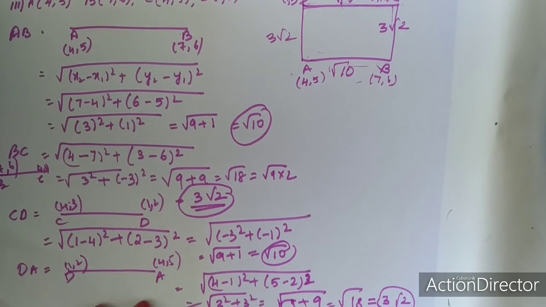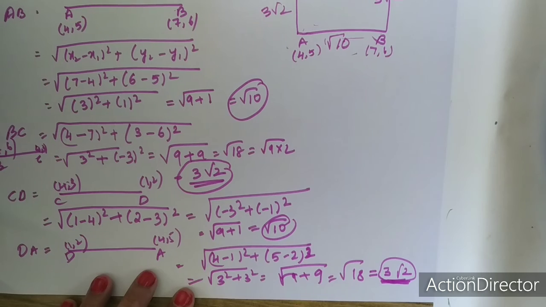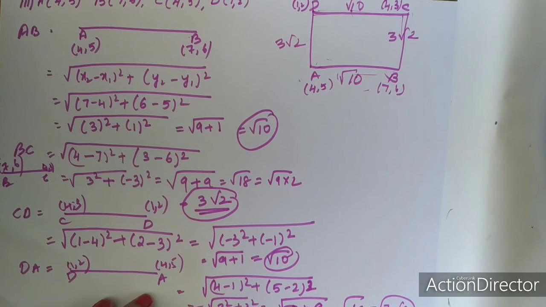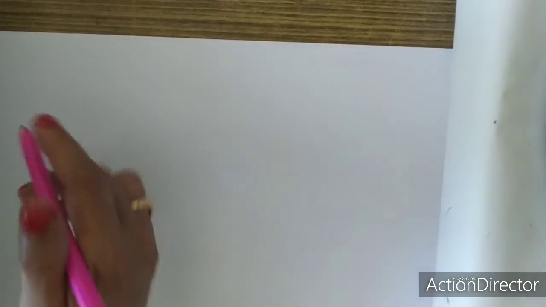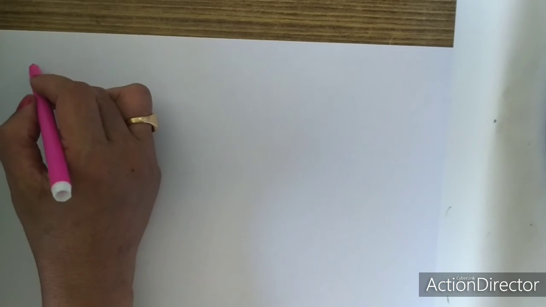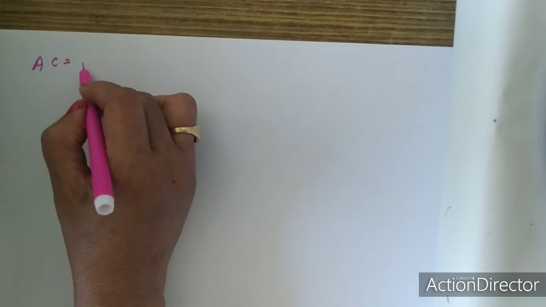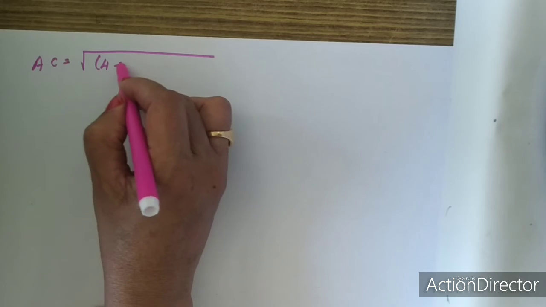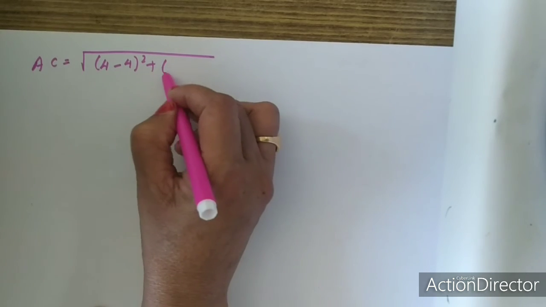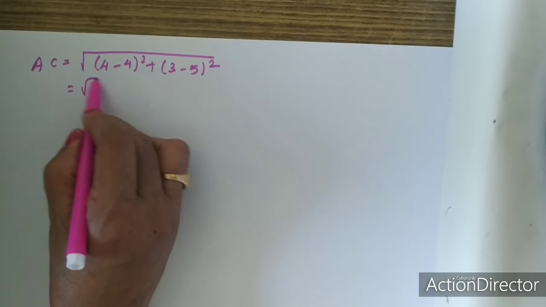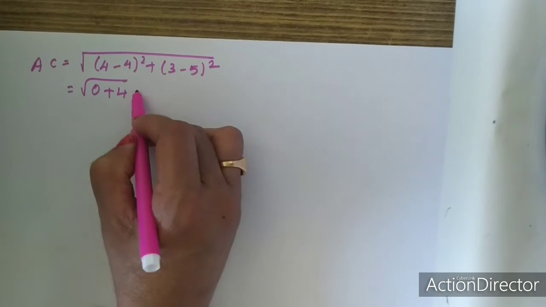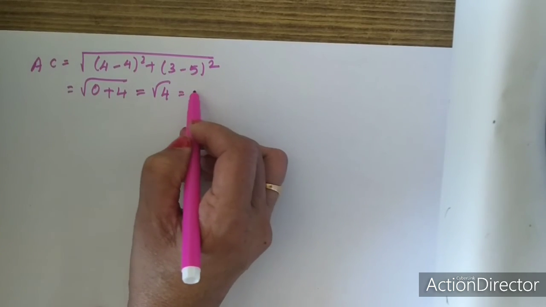For a rectangle the diagonals are equal. If it is a parallelogram the diagonals are not equal. So let us check the diagonals now, that is AC and BD. So let us find AC now. AC is equal to under root of 4 minus 4 whole square plus 3 minus 5 whole square, which is equal to 0 plus 4, which is equal to root 4, which is equal to 2.